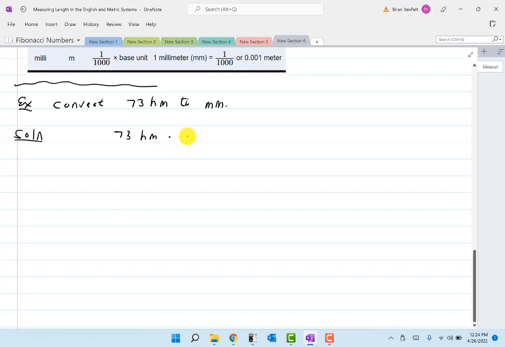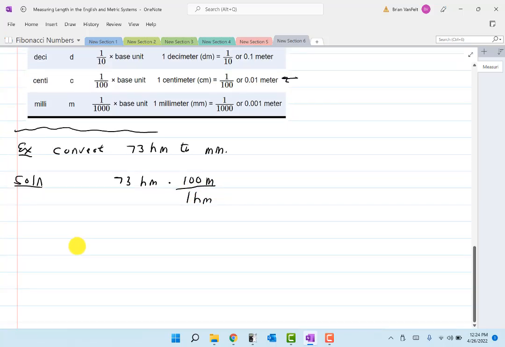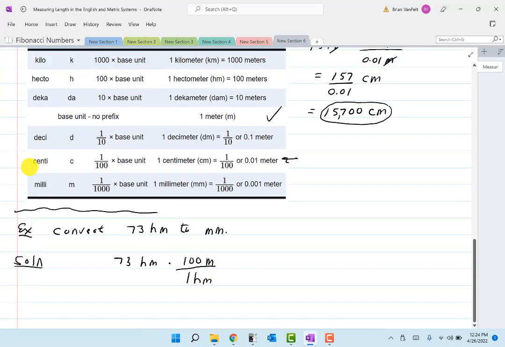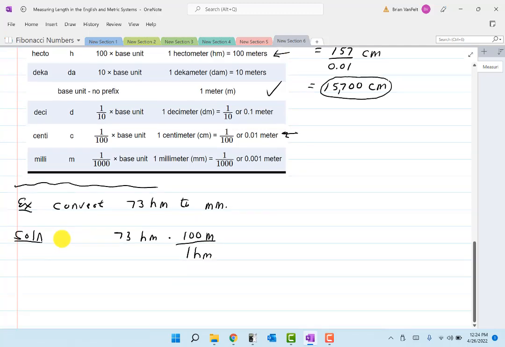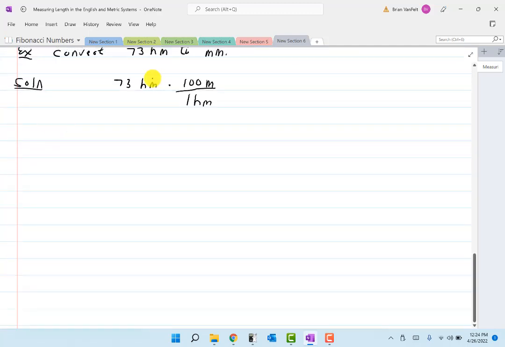So what I'm going to do is I notice that 100 meters is equal to 1 hectometer. And I'll check that out just to make sure that I don't forget. 1 hectometer is 100 meters according to this table. So that allows me to cancel out the hectometers. And what I have left over is 7300 meters. Now they wanted it in millimeters and not just meters.